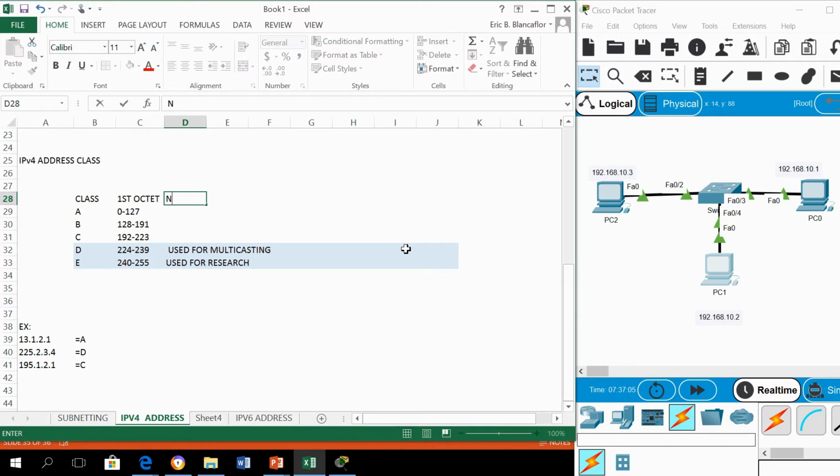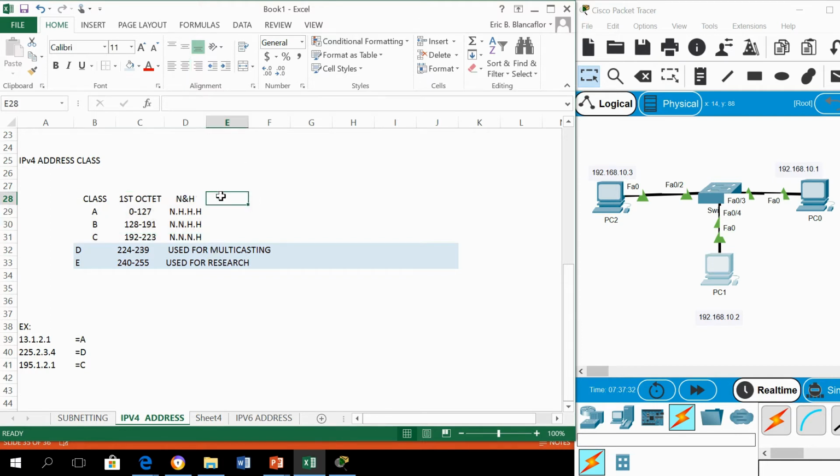So for class A, the first number is the network, while the last three are the host part. For class B, first two numbers are network, last two are the host part. And for class C, the first three numbers are the network and the last number is the host part. So that's how it is. Okay?